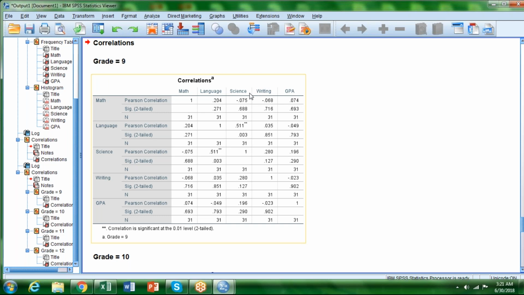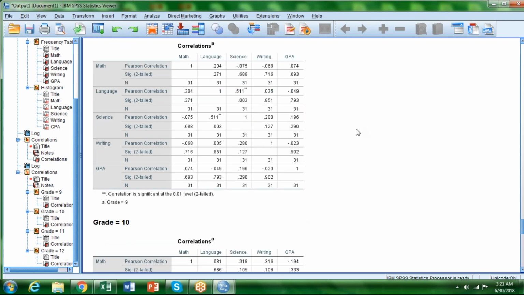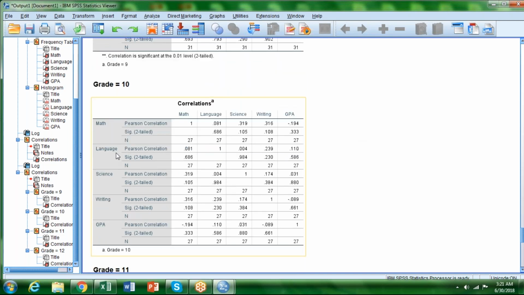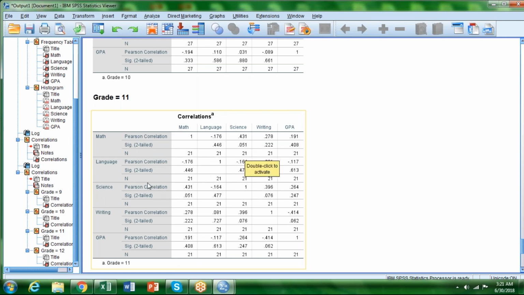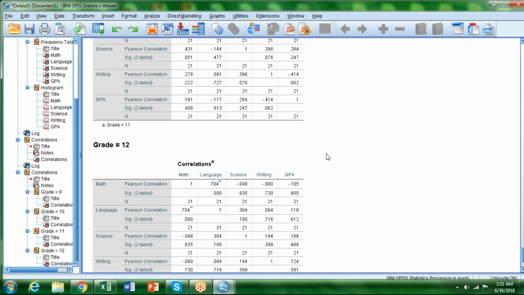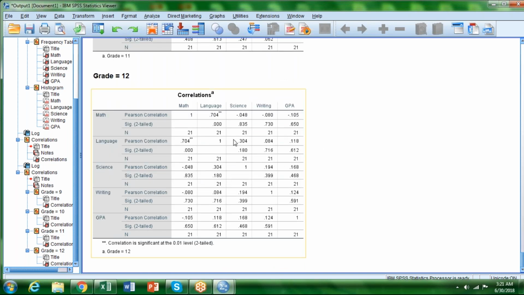So we can also look over here. There's a correlation in the 9th grade between language and science. Let's look over here. There's hardly any correlation at all, 0.004, between language and science in the 10th grade. There's a negative correlation between language and science in the 11th grade. And when we get back to 12th grade, the bivariate correlation coefficient is 0.304, but it's not statistically significant between language and science.